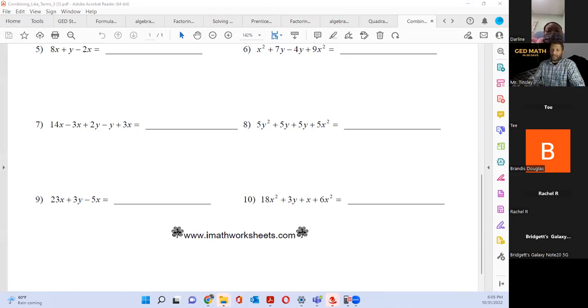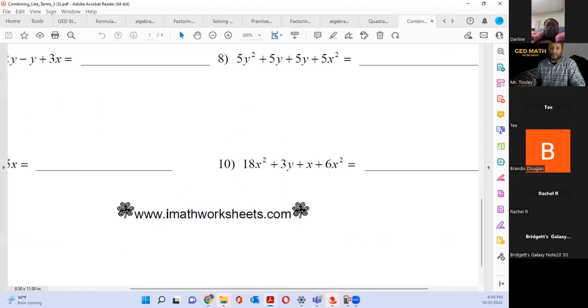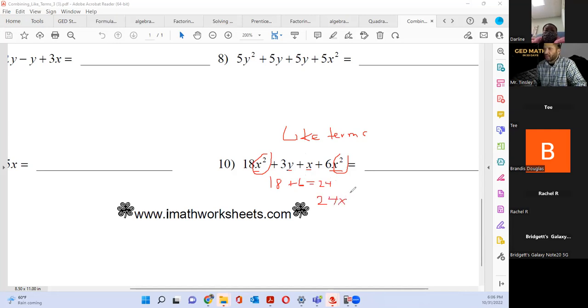If we look at number 10, let me increase the zoom so we can see it. Remember, combining like terms. So we have 1, 2, 3, 4 terms. We look at this part, not the coefficients. x squared and x squared are the same. These are considered like terms. Because they are like terms, we can combine their coefficients. So positive 18 plus 6 equals 24. So this is 24x squared.